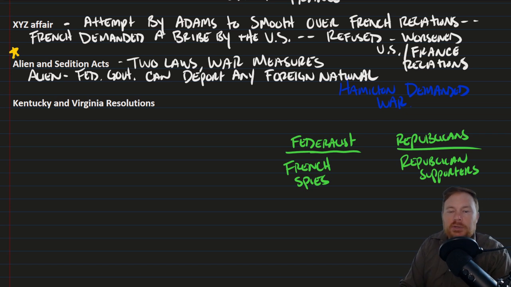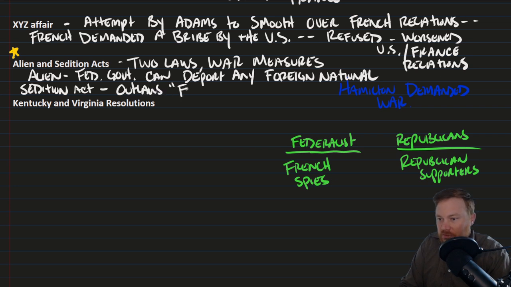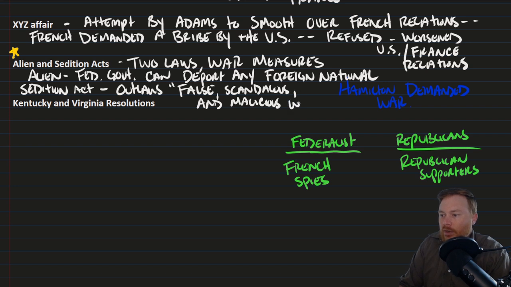The more egregious part is the Sedition Act, right? The Sedition Act, right? Alien and Sedition Act. The sedition part, this allows or outlaws, quote, false, scandalous, and malicious writing against the government.